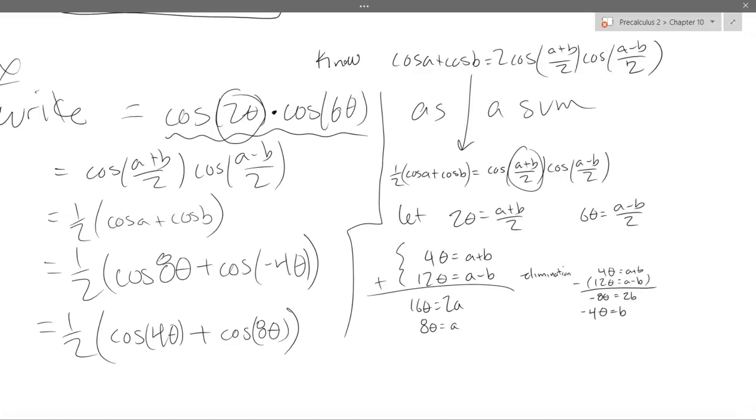Why are they the same thing? How did cos negative 4 theta turn into cos regular 4 theta? Yep, cosine's even. So cos negative that stuff is cos regular that stuff. And then, of course, addition is commutative, so you can flip the order around.